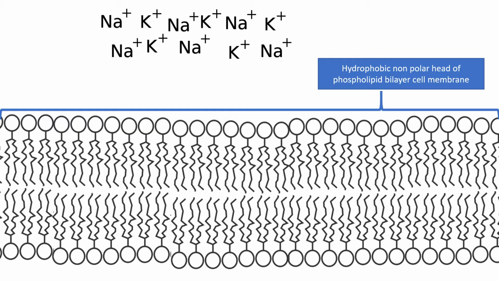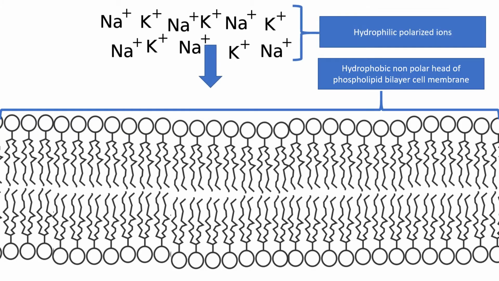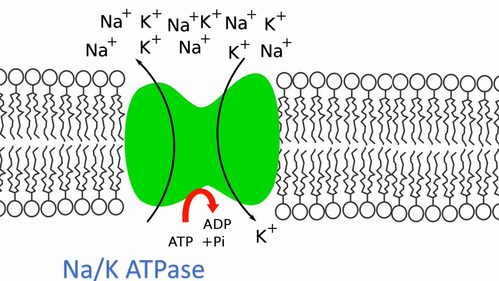These hydrophobic nonpolar heads keep charged molecules like hydrophilic polarized ions, such as sodium or potassium, which are dissolved in solution, from entering into the cell. The only way for these ions to enter the cell, due to them being repelled by our cell membrane, is via active transport, via probably the most important pump in your entire body, the sodium-potassium ATPase pump, where we spend hard-earned energy, or ATP, on actively transporting potassium into the cell for an exchange of taking sodium out of the cell.